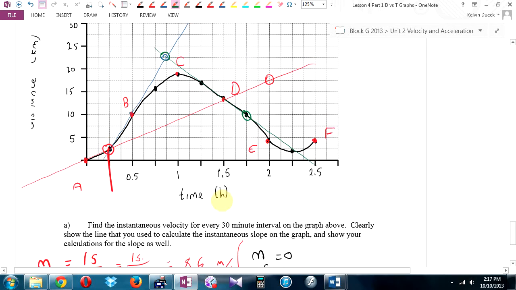Where does this person have the highest speed? Michael, speed, scalar or vector? Scalar. So I would look for the steepest slope. I don't care about positive or negative. I just try and find. Here it's not quite. I think on the way up, I think somewhere around location B. Okay. So lots of questions we can build on for this.